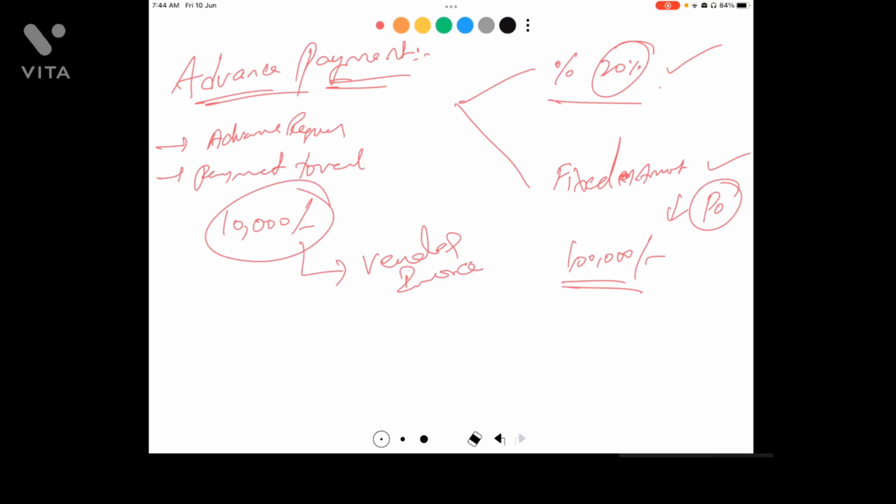Boss, you already paid 10,000 rupees. Do you want to deduct this 10,000 rupees from the total amount? Yes, obviously, I need to deduct it. So then I can pay 90,000 rupees to the vendor, the remaining amount. Right? Any doubts?